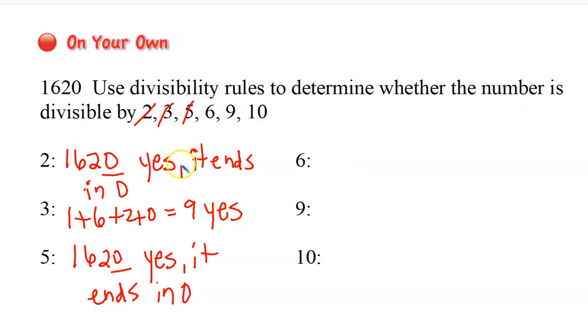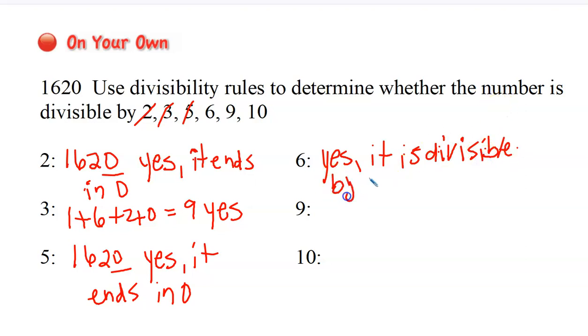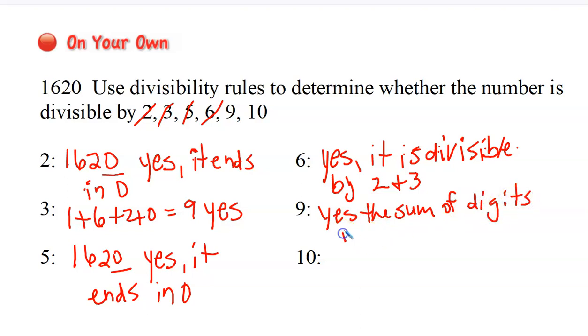Now I'm going on to 6. I look at my divisibility by 2. Yes. 3 is yes. So for 6, it's yes. It is divisible by 2 and 3. Now moving on to 9. Oh, just like 3, I add all the digits. Check it out. I already have it added. 1 plus 6 plus 2 plus 0 equals 9. Yes. Sum of digits is divisible by 9.